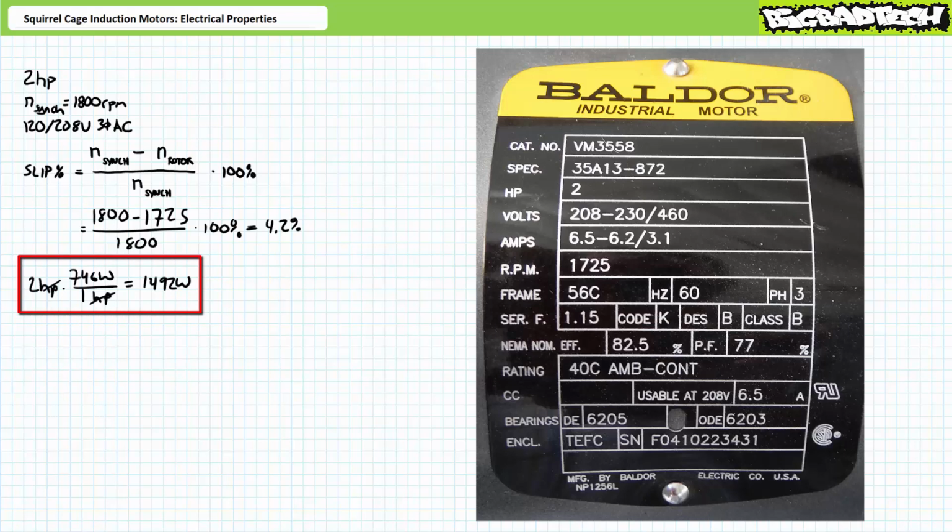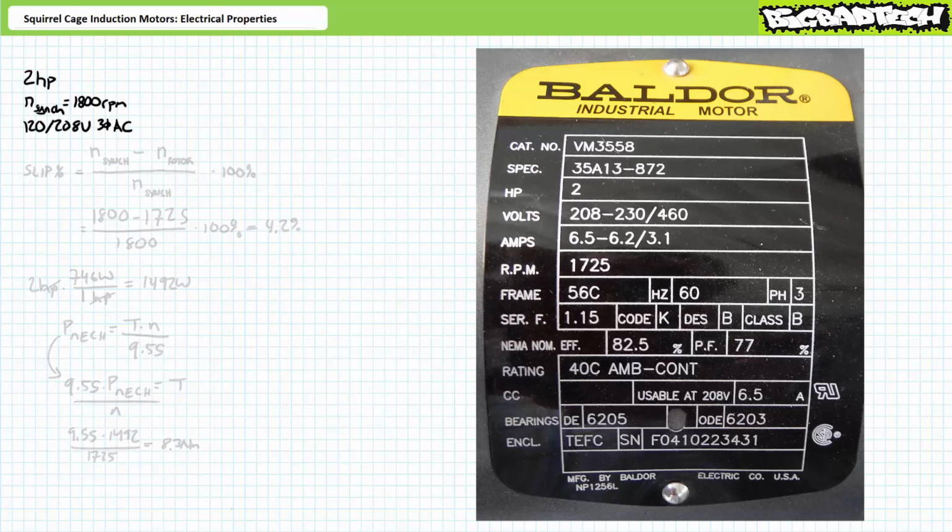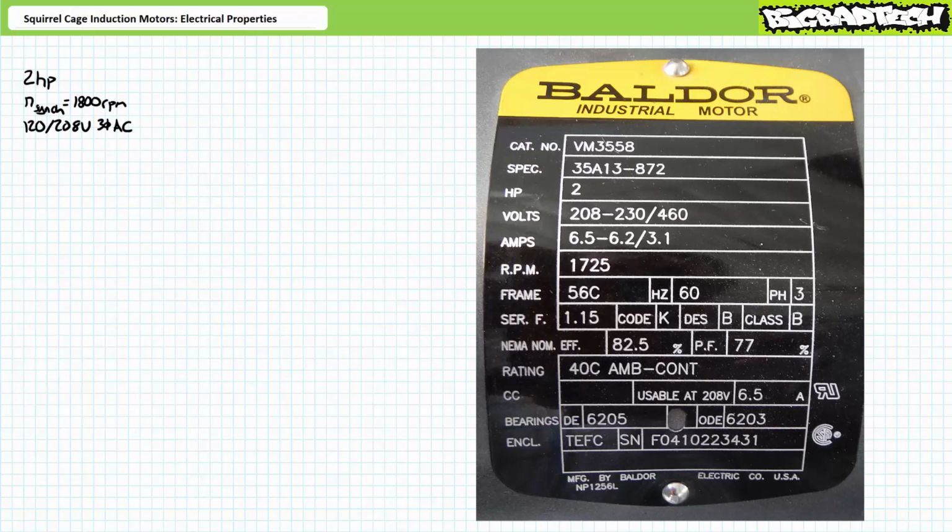A unit conversion demonstrates 2 horsepower is equal to 1,492 watts. An algebraic manipulation of the mechanical power formula, solving for unknown torque, demonstrates the motor produces roughly 8.3 Newton meters of torque at the rated condition. Let's now examine electrical properties at the rated condition.